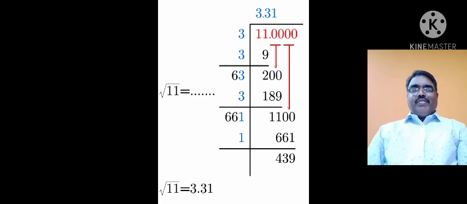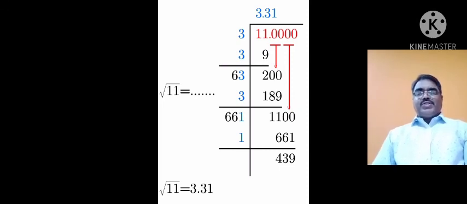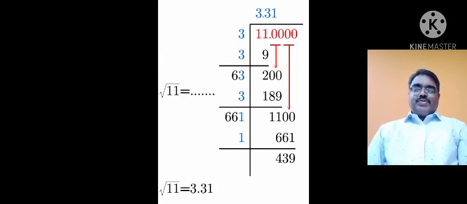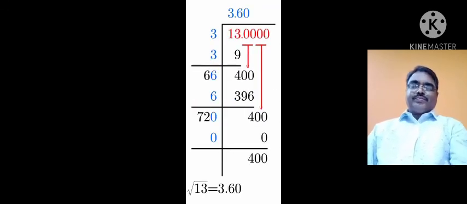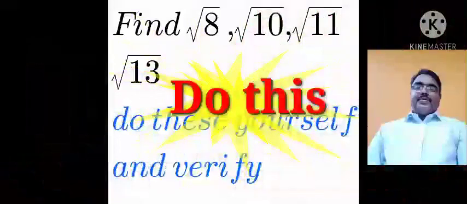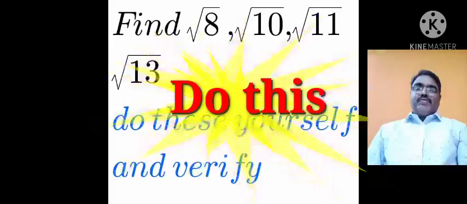Divide 110 by 66. You get 1 point something. So 661 is new divisor. Multiply 661 with 1. 661 into 1 is 661. Remainder is 439. Square root of 13, do it yourself.